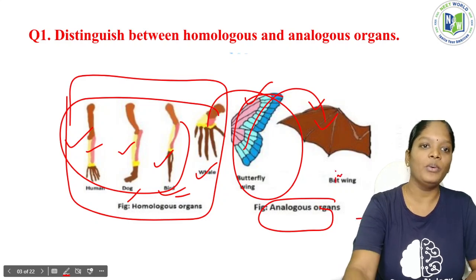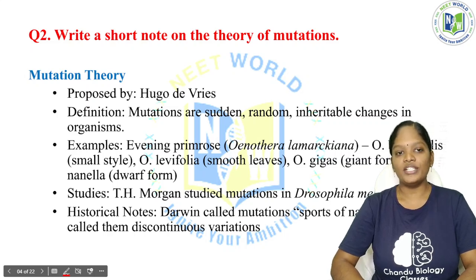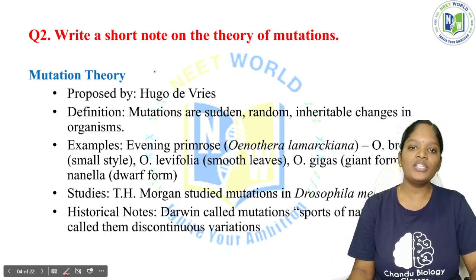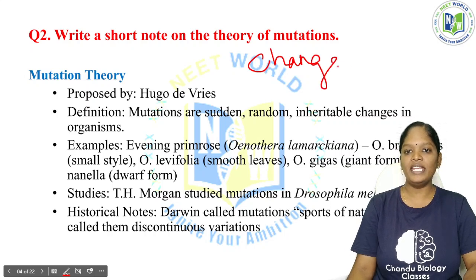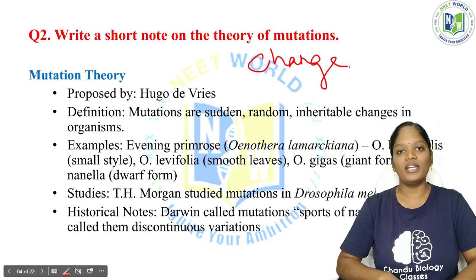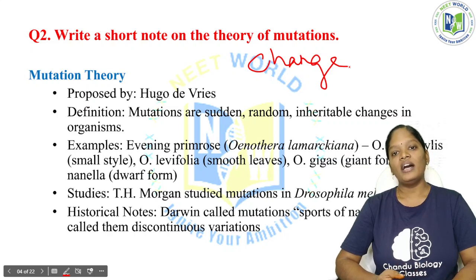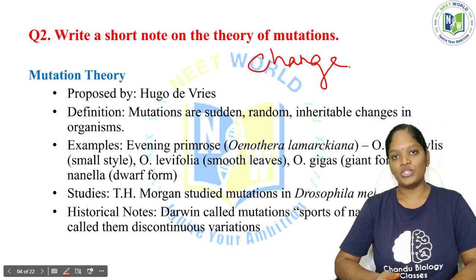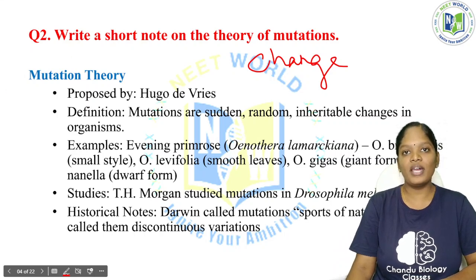Now the second question: write a short note on the theory of mutation. But before that, you should know what is meant by mutation. A mutation is a change in the DNA, a change in the nucleotide. So that is a sudden variation. Mutation is the raw material for evolution, we know that. Without mutation, evolution is not going to happen.